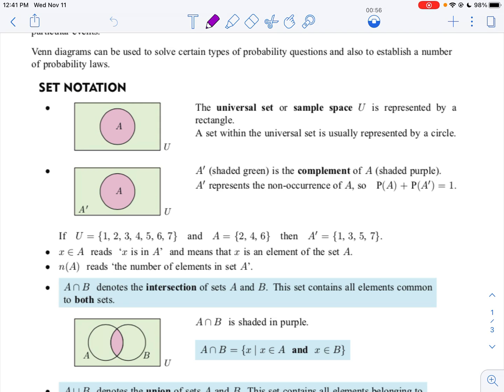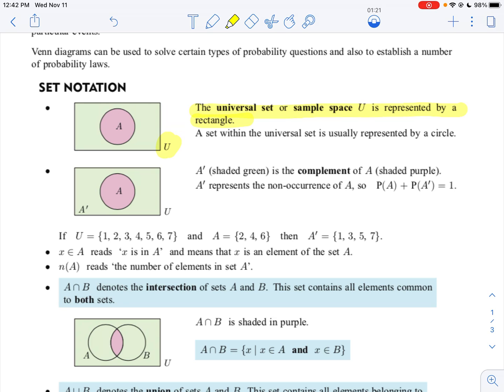All right, the universal set or sample space U is represented by a rectangle. So you have this rectangle. And a set within the universal set is usually represented by a circle. A prime, which is the shaded green part, is called the complement of A. So A prime is anything that's not in A.